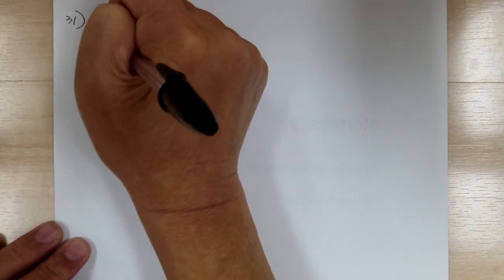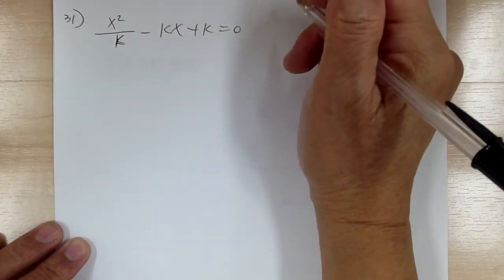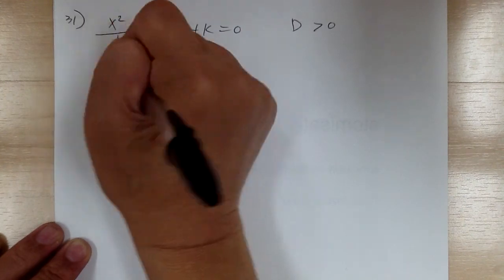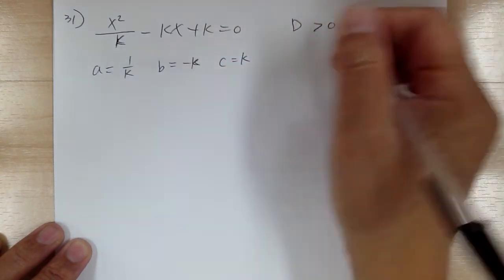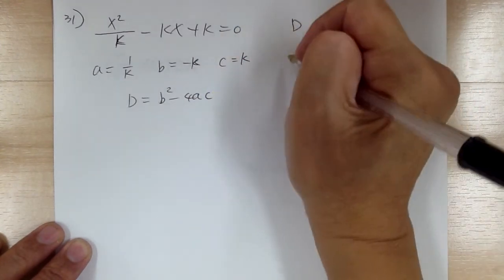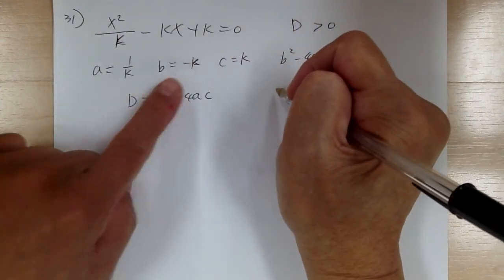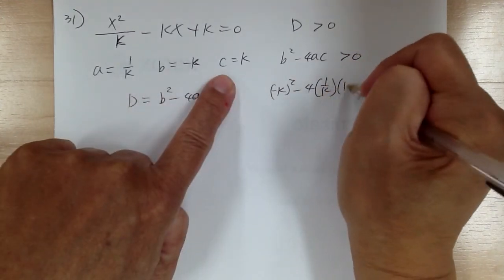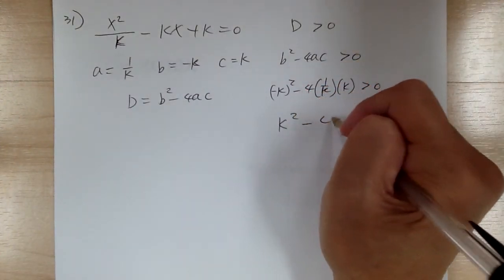You've got x squared over k minus kx plus k equal to 0 and 2 real roots. That means d is greater than 0. Okay, 2 real roots. So again, a equal to 1 over k, b equal to negative k, c equal to k. So d is equal to b squared minus 4ac. So you substitute into here. So you've got b squared minus 4ac is greater than 0. Substitute all this in here. So you've got negative k squared minus 4ac is greater than 0. So you've got k squared minus 4 is greater than 0.